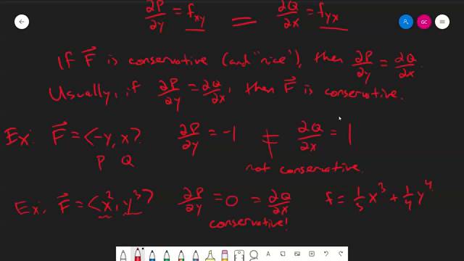Okay, so next time we'll start pulling everything together to see how you can use the fundamental theorem of line integrals and test whether a vector field is conservative, and then use the fundamental theorem if appropriate.